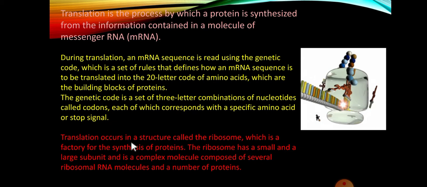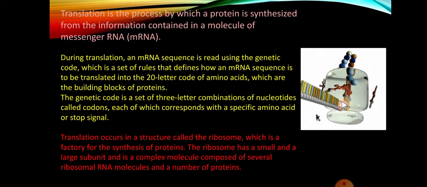Translation occurs in a structure called the ribosome, the place where translation takes place, which is a factory for the synthesis of the protein. The ribosome has a small subunit and also a large subunit, okay? Composed of ribosomal RNA or rRNA and a number of proteins.